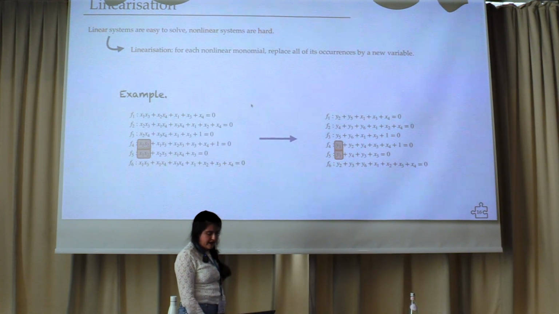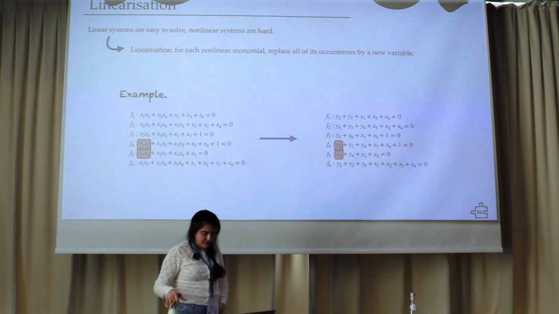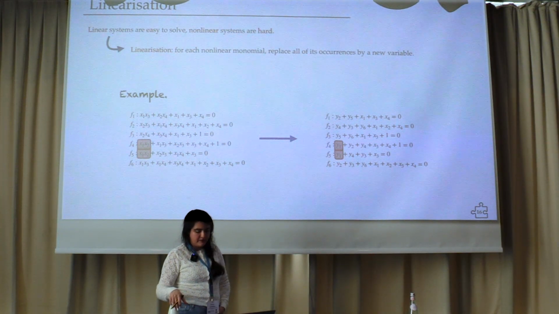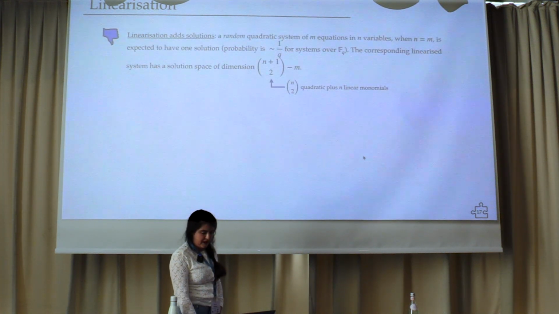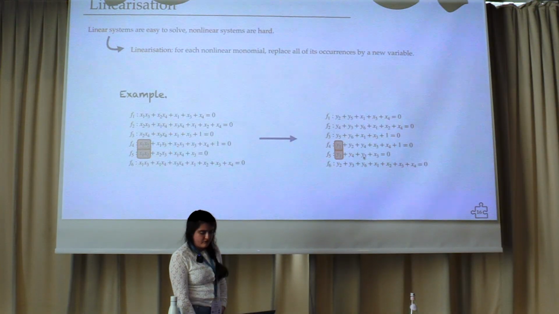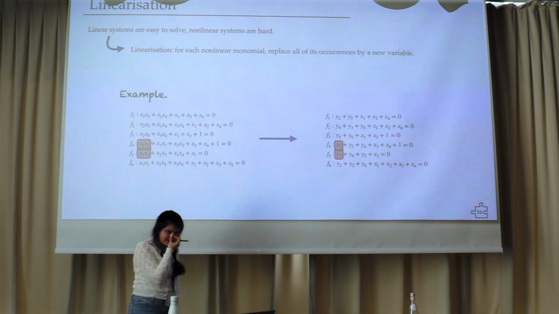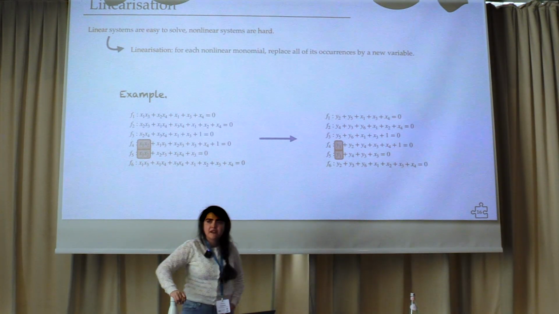So for instance, here I have x1 times x2, and I plugged in y1 instead, and then I substituted all occurrences. And now you see on the right here, we are faced with a completely linear system, so good. What's the catch? If we have a linear system, we said it is easy, right? Why can't we solve all quadratic systems?